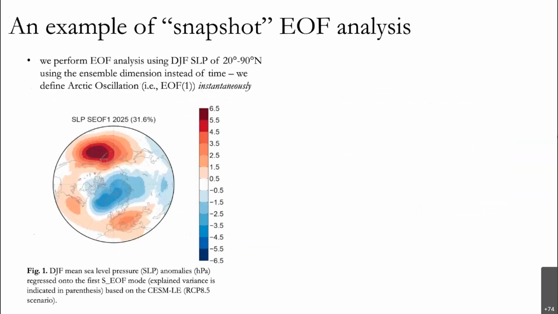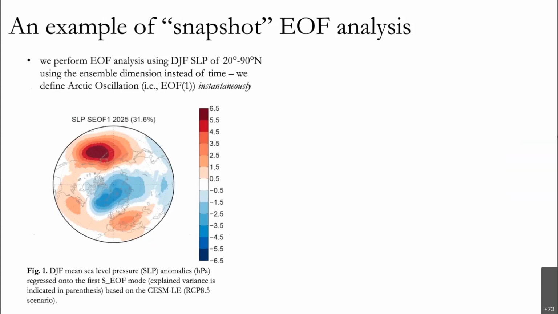I'd like to introduce this method and exemplify it using the snapshot empirical orthogonal function analysis, which is the same as the traditional one, but we compute EOFs across the ensemble. In this way, the ensemble mean will be removed before the EOF, so it only characterizes the true internal variability of the model. We define both the Arctic oscillation mode and the AO index as instantaneous quantities and monitor the time evolution. The time instant for now is boreal winter mean sea level pressure.